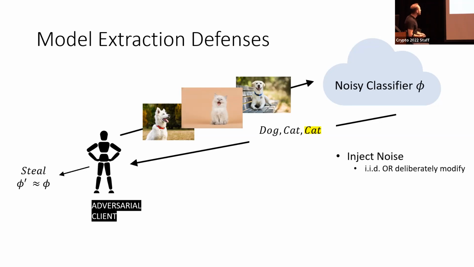So how do we defend against these model extraction attacks? One thing you could do is inject noise. You could do this either independently per query, or you could even modify the underlying model deliberately. The point of this type of defense is to limit the amount of information that's revealed per query. It does make it harder to extract, but it's unsatisfactory for some very important applications, for example when accuracy is critical, like autonomous driving or medical diagnosis.